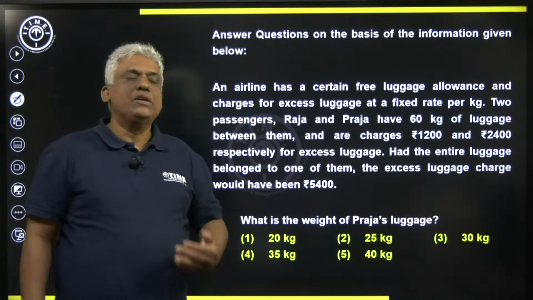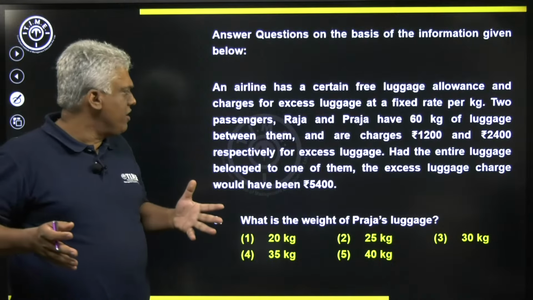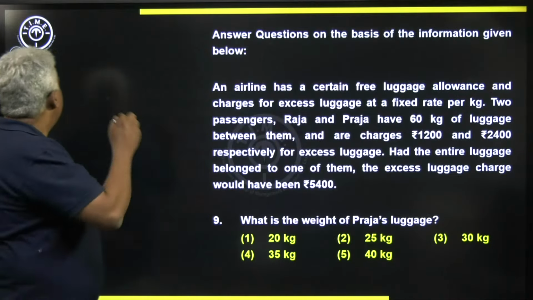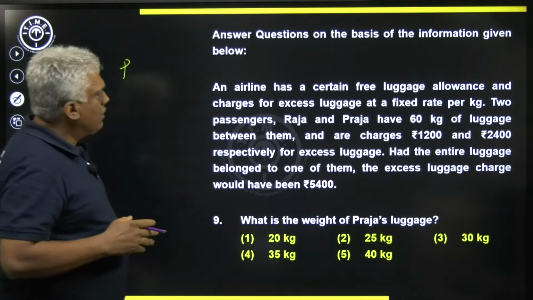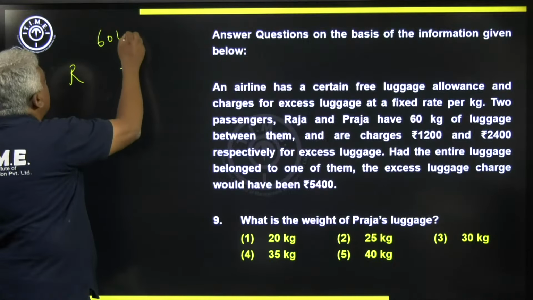Okay, guys, let's do this one. You can solve by equations, but the trick is we can solve fast by ratio, right? So what is happening here? Raja and Praja. One person is Raja, one is Praja, and they have 60 kg total weight, 60 kg between both of them, right?